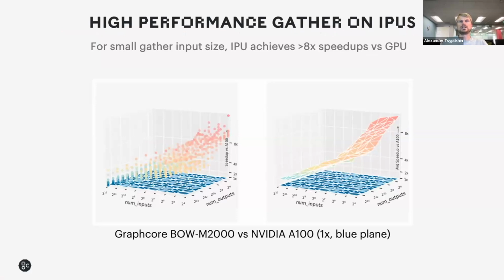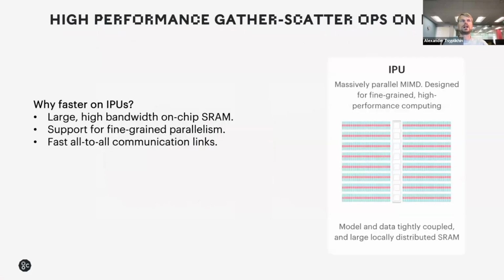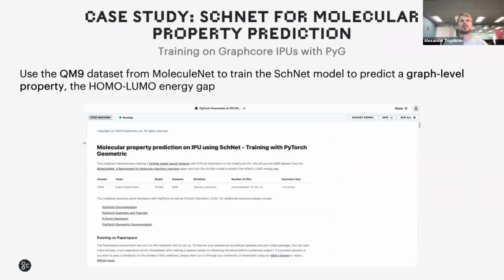So overall, GNNs tend to run faster on IPUs. The reasons behind it are higher memory bandwidth and finer grained parallelism, with all the threads being independent from each other. And then the communications within the chip, all-to-all kind of communication patterns are also enabled by the IPU fabric that we have, which is also fast. It's 11 terabytes per second aggregated bandwidth.